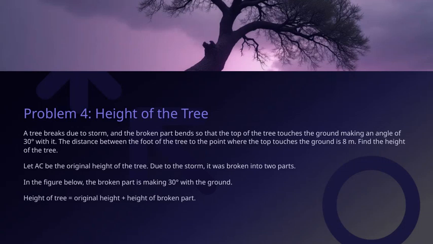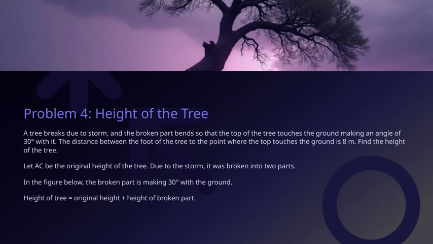All right, let's look at this problem involving a tree that's been broken by a storm. Imagine a tall tree, which we'll call AC, and due to the storm, it breaks somewhere along its height. Now, the broken part bends over, touching the ground, and forms an angle of 30 degrees with the ground. The key here is that the top of the tree, after breaking, touches the ground at a point that's 8 meters away from the base of the tree.